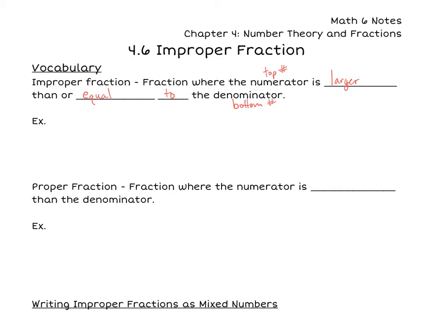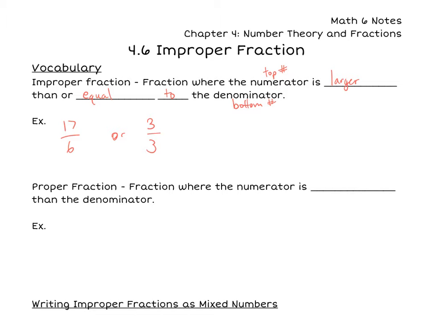An example of that would be 17 over 6. 17 is bigger than 6, so we call it an improper fraction. Another example, we could say 3 over 3. Those are equal to each other. We call that an improper fraction. It's not normally the way we would write a fraction. Isn't that a whole though? It is a whole. That's why it's called an improper fraction, because you could also write it as a whole number.